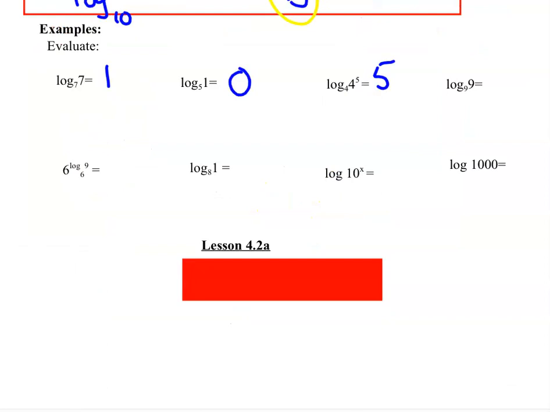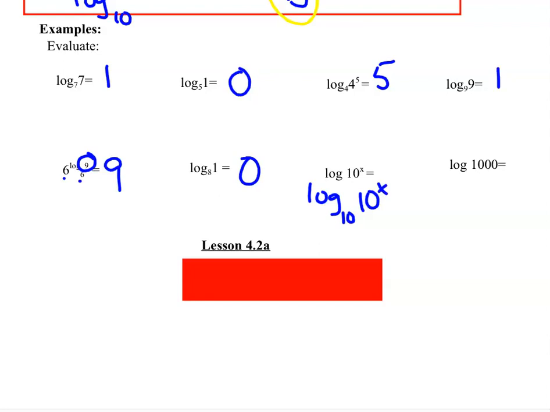Checking our last few here. Log base 9 of 9. 1. 6 to the power, that's a log base 6 of 9. Again, if these two match, our answer will be this. Okay. The log of 1, any base would be 0. If there is no base, we said it implies base 10. So this would be log base 10 of 10 to a power.